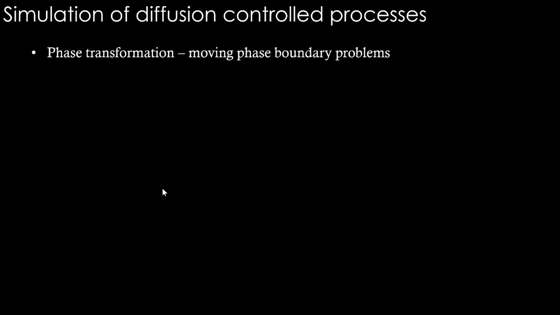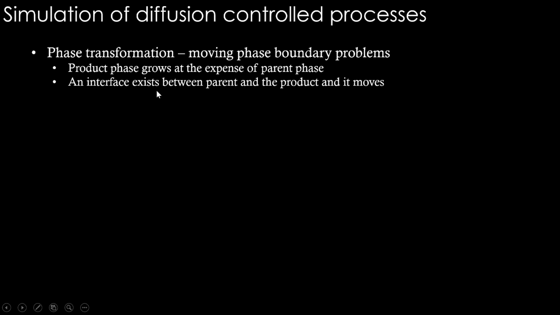Now, in simulation of diffusion controlled processes, especially phase transformation simulations, we have moving phase boundary problems. What are they? Product phase grows at the expense of parent phase. In that way, an interface exists between parent and the product, and that interface moves. Let's say product has to form to a certain volume consuming the parent. If that has to happen, then the parent should shrink and product should grow. So the interface should be moving between the parent and product.